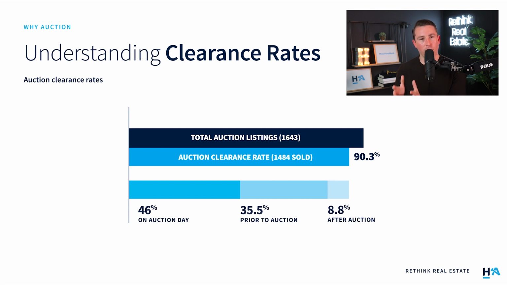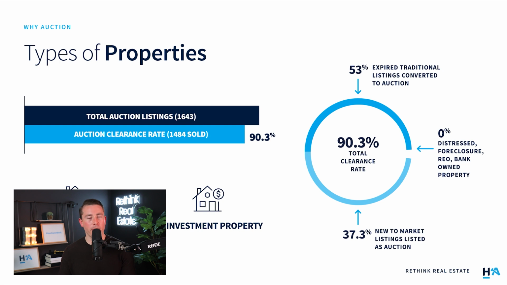But I'll give you an example of what auction day looks like here shortly. A little bit more about the types of properties that we're taking through to the auction process. As you see here, 53% of our properties have been previously listed on the market as a traditional sale that then's been converted over to an auction. Or they might have expired by going through traditional and they didn't know what to do next, so therefore they've come through to the auction process.